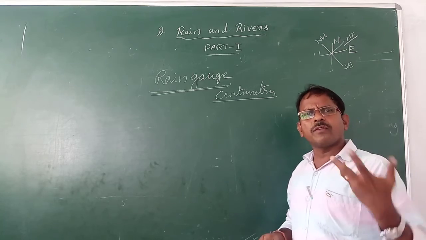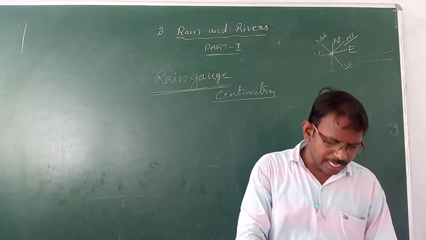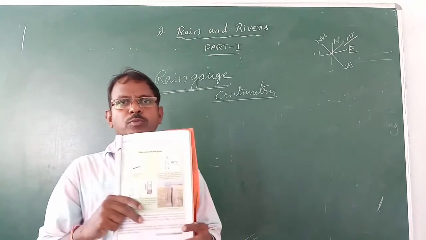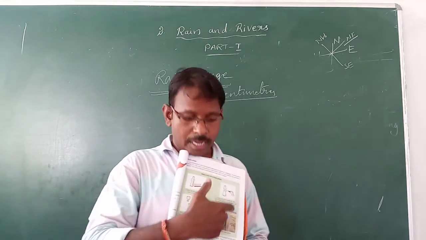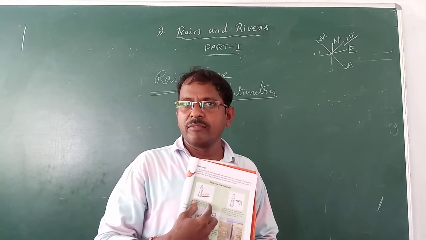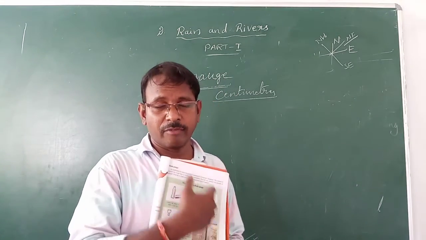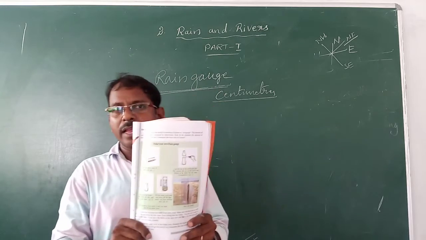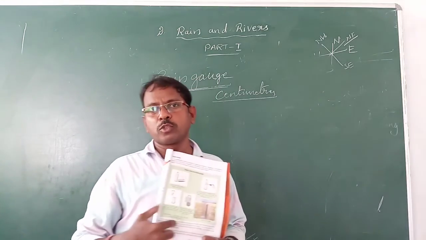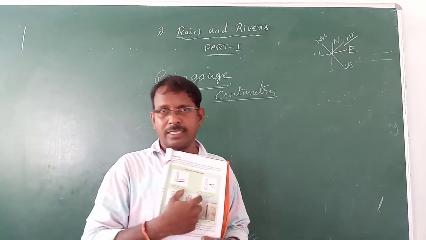We can make our own rain gauge by using a bottle. We can make the rain gauge easily. So see this picture on page number 13 in your textbook, and make the rain gauge according to the information given here. My dear students, make a rain gauge and keep it in an open place, and show it to me after the school reopens.